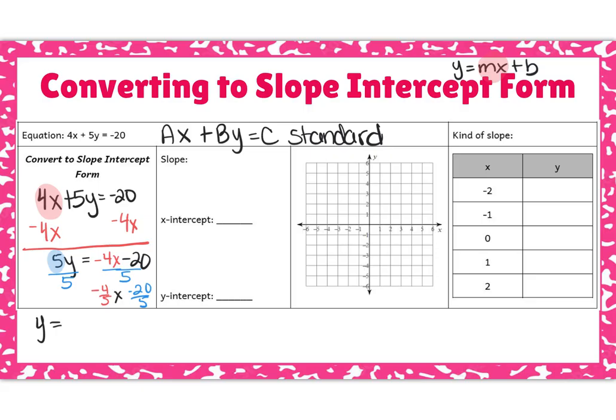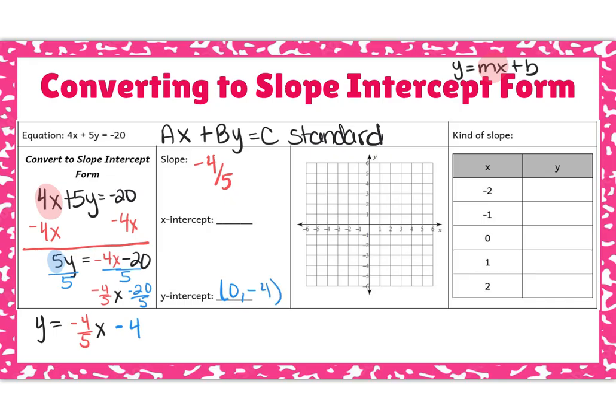So negative 4 over 5 is already a reduced fraction, so I am just going to keep that with my variable x. But now I am going to reduce negative 20 over 5 because that gives me the number negative 4. So now I have my equation in slope-intercept form, and I can go ahead and identify my slope, negative 4 over 5, and my y-intercept, which is negative 4, or the point 0, negative 4.